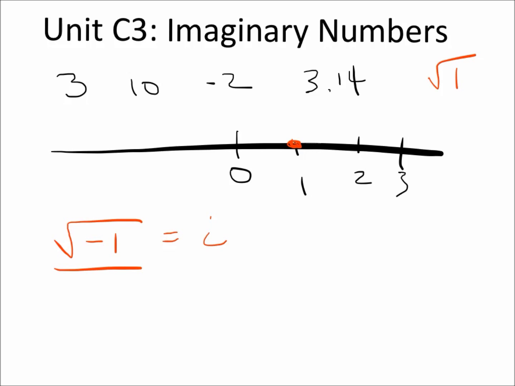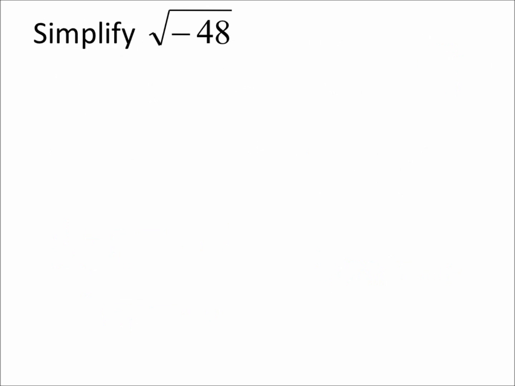This would allow us to talk about all different sorts of square roots of negative numbers. Like the square root of -4, we could now call it 2i. Or the square root of -25, we could call it 5i. So Unit C3 talks about the imaginary number i and how it works in relationship with everything else. Let's get started. We start with trying to simplify the square root of -48.